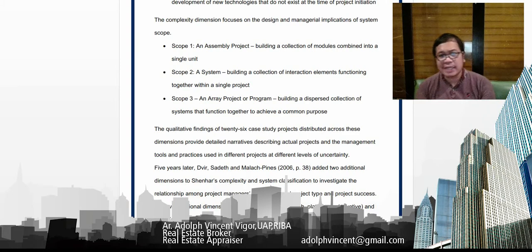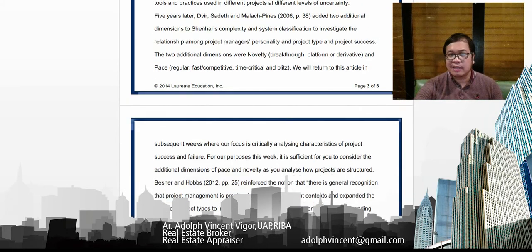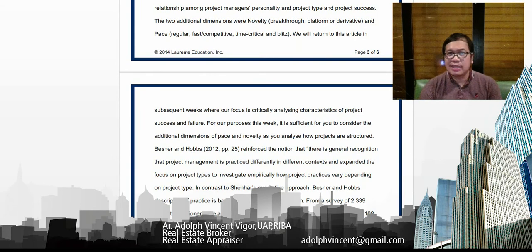Others added to Shenhar's complexity and system classification to investigate the relationship among project managers' personality, project type, and project success. So there are two additional dimensions, which are novelty, breakthrough, platform, or derivative, and pace, which is regular, fast-competitive, time-critical, and blitz. So we return to this article in subsequent weeks where our focus is critically analyzing characteristics of project success or failure. For the purpose of this week, it is sufficient for you to consider the additional dimensions of pace and novelty as you analyze how projects are structured.